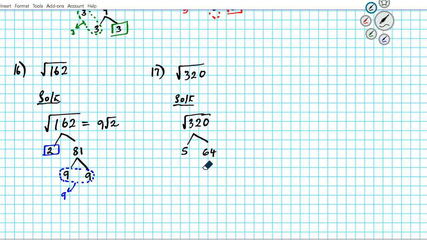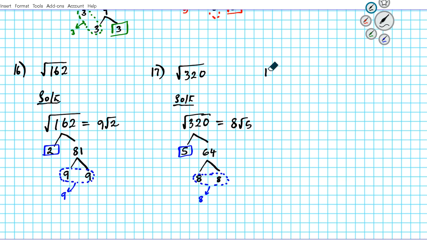Okay, and then take a look at what we have right here. 64 is a perfect square, so we can use the shortcut that we use in number 16. Just break it down into its roots, which is 8 times 8. So we have a perfect square there, so we can see that these two will come out as 8 because that's a perfect square. The square root of 64 is 8, but this 5 is not a perfect square, so it stays behind. So the square root of 320 is 8 root 5.